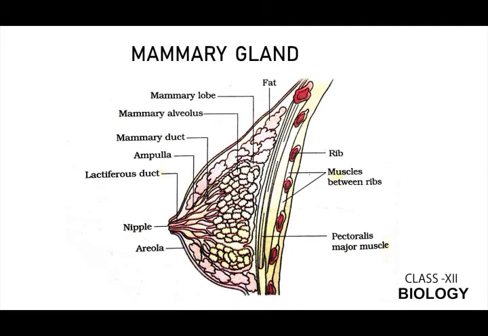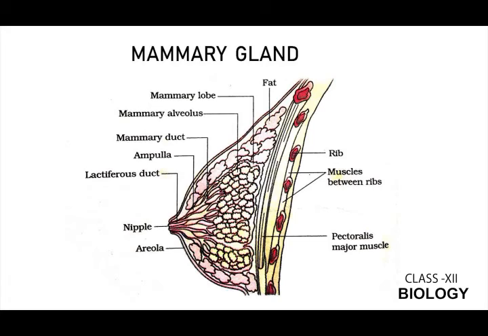Each mammary gland has glandular tissue and a variable amount of fat. The glandular tissue of each mammary gland is divided into 15 to 20 mammary lobes containing clusters of alveoli. Now you can see the mammary lobes there. It is labeled as mammary lobe, and each gland has 15 to 20 mammary lobes. Inside this mammary lobe there is a cluster of mammary alveoli. Inside these mammary alveoli, milk is secreted.